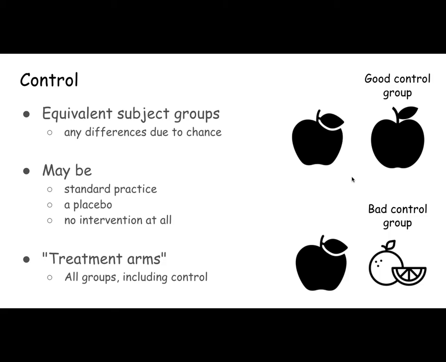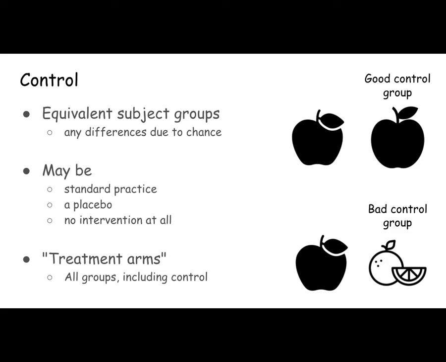The control group is some sort of equivalent group of subjects where any difference between the groups is going to be due to chance. And different studies do different things with their control groups. So some control groups may get no intervention at all. Some may get a placebo, and some may get standard practice. So it's not the case that a control group has to get no sort of treatment. They may very well get standard practice.